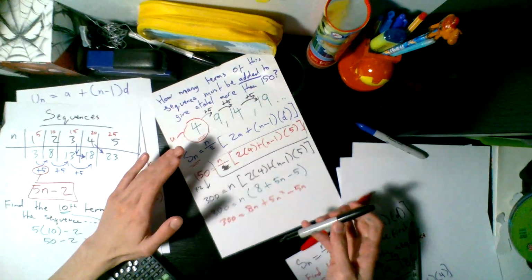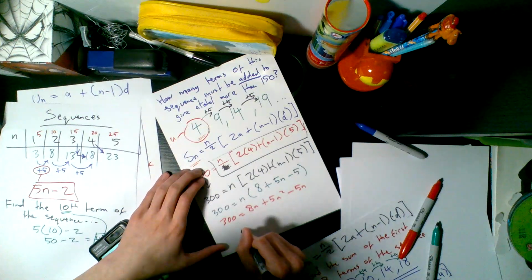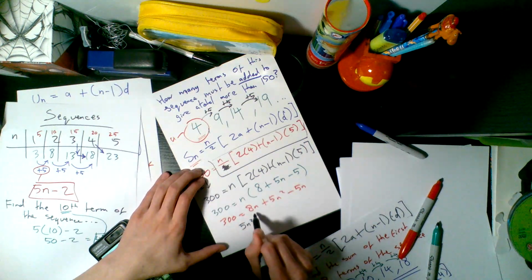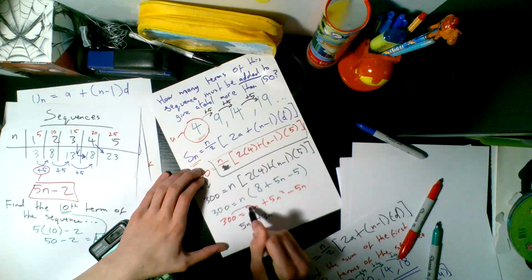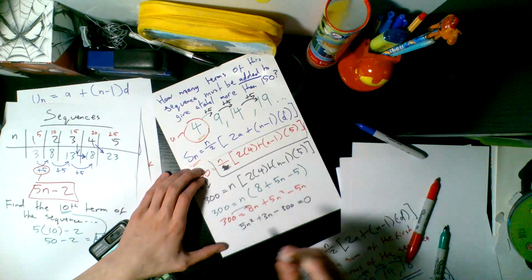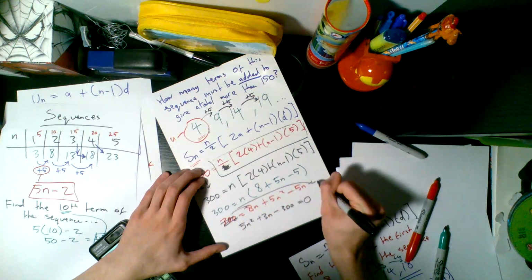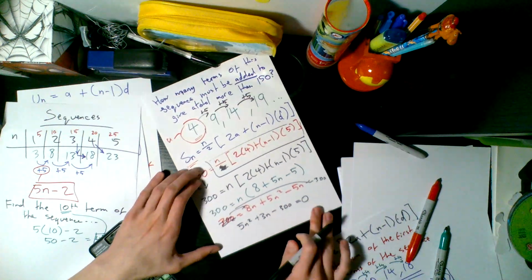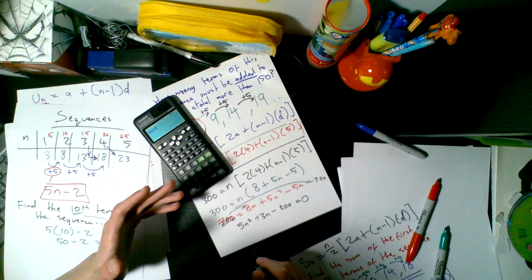Let's rearrange this into a quadratic. So it becomes 5n squared plus 8n minus 5n, so plus 3n, and then we move the 300 to the other side. Minus 300 is going to equal 0. If we move the 300 and take it to here, it becomes minus 300. So 5n squared plus 3n minus 300 equals 0. And then just use the quadratic formula.